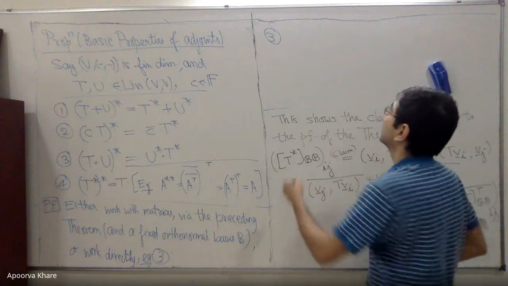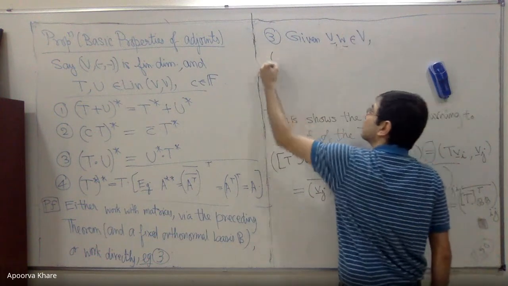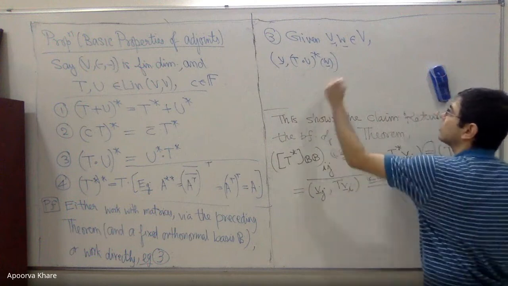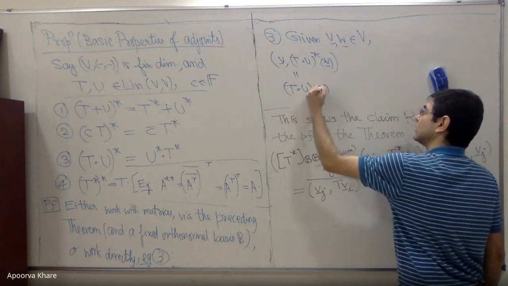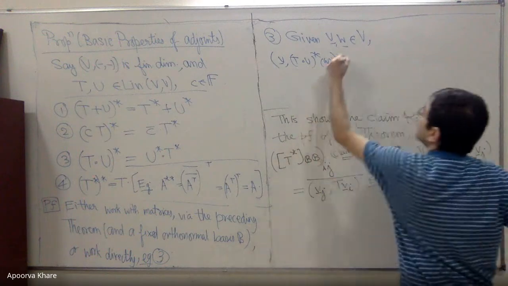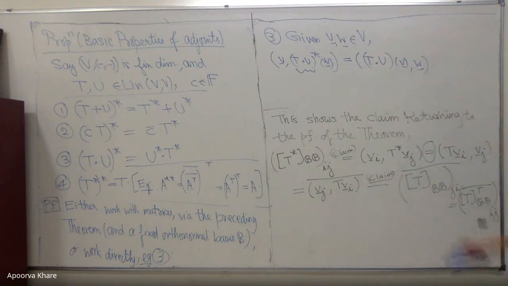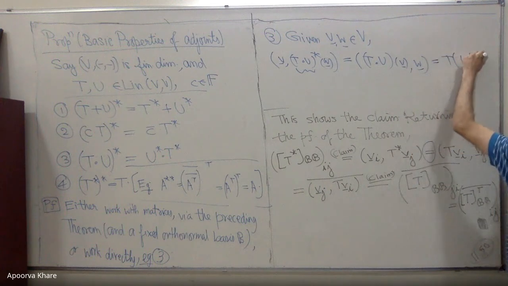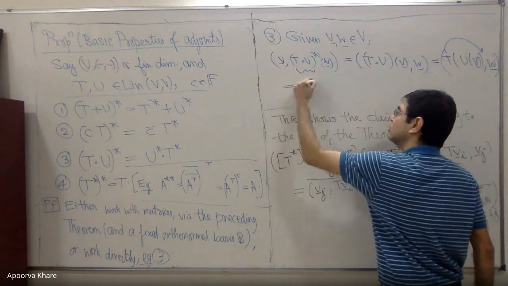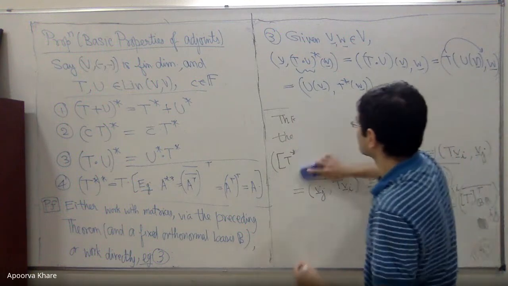So given V and W, let me calculate T composed U star of W applied to V. On the one hand, this is T composed U of V and W. The definition of any star is that you keep the non-star version here and then write down W. This is literally T of U of V and W. But now because T is here, I can take it to the other side: U of V, T star of W. The definition of T and T star is used once, twice, and thrice.